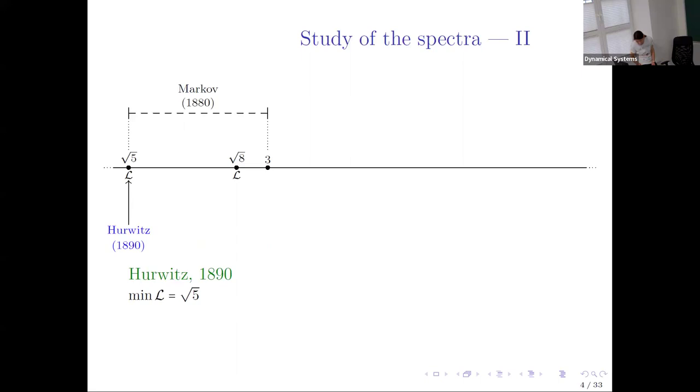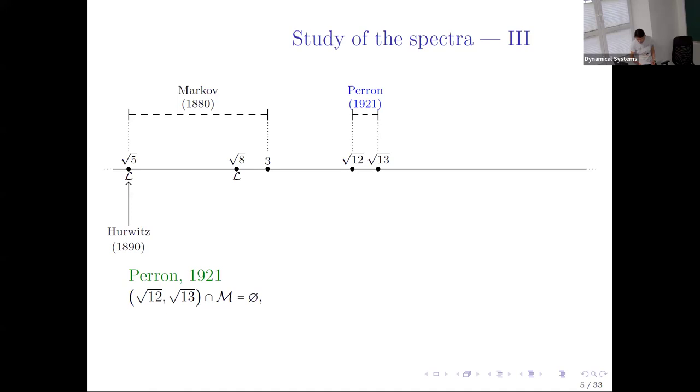And then another result by Hurwitz, directly related to the best possible approximation of irrational numbers by rationals, says that the smallest value in the Lagrange spectrum is exactly square root of 5. And it is the same square root of 5 which appears in Lagrange's inequality. And then maybe a first result by Perron is probably the first found gap in the Markov spectrum, which tells us that the structure after 3 is very nontrivial.